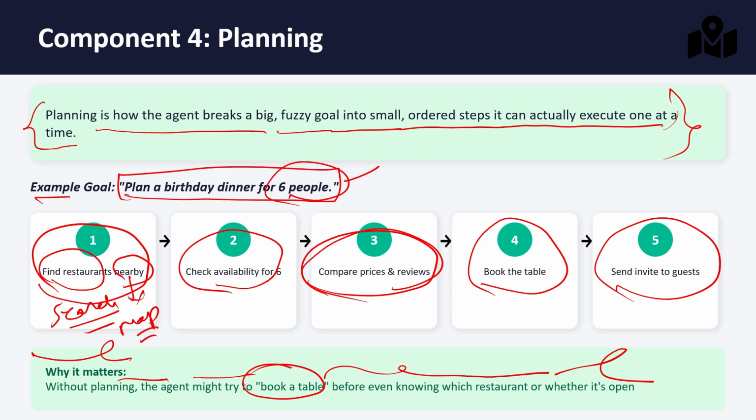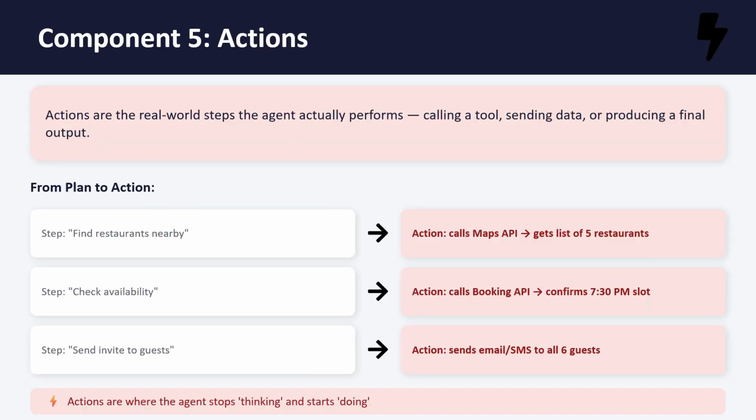So if planning is not there, it may only look for a restaurant and book a table, but it may not be aware of which restaurant it is, whether it is open or not, what the open and close times are, what the price is, or what the reviews of that particular restaurant are. So planning is very important because in planning you give the agent work in an efficient way, taking all the facts into consideration.